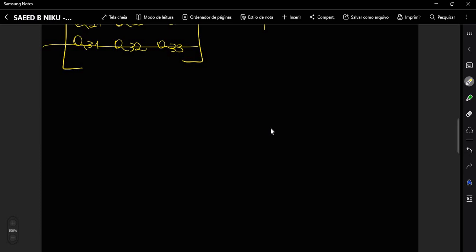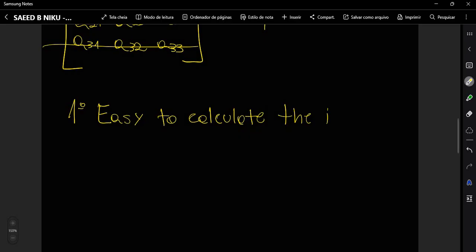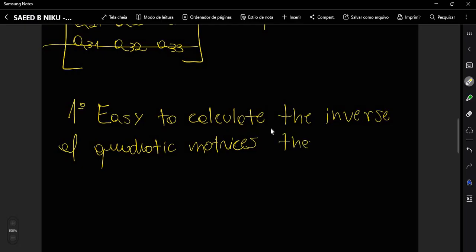because of some reasons. First, it is easier to calculate the inverse of quadratic matrices than rectangular matrices.